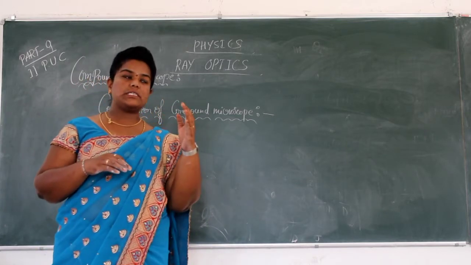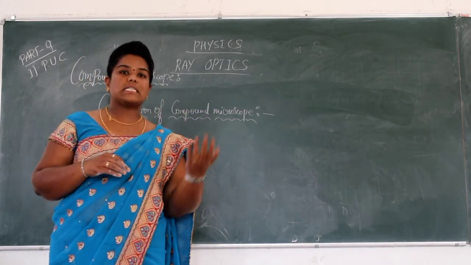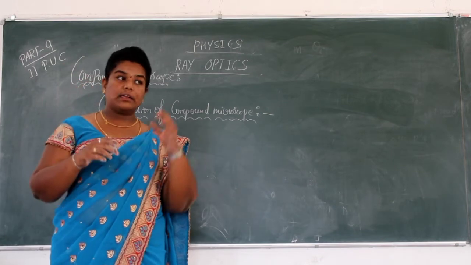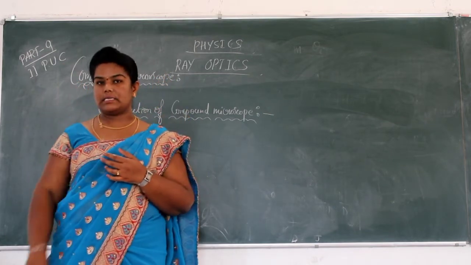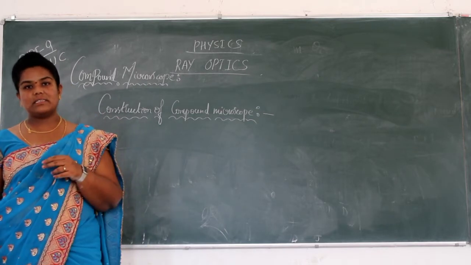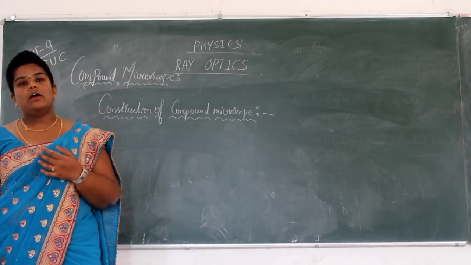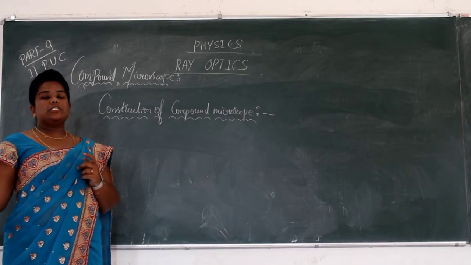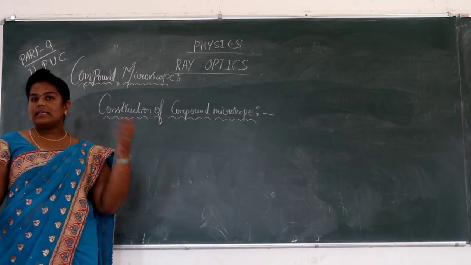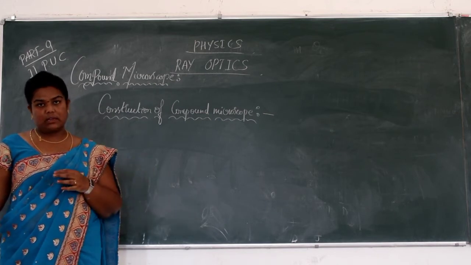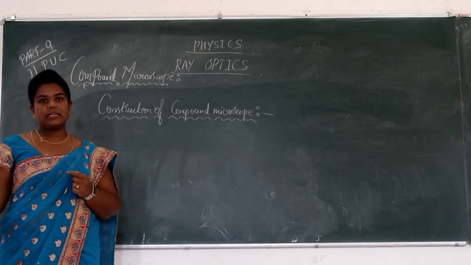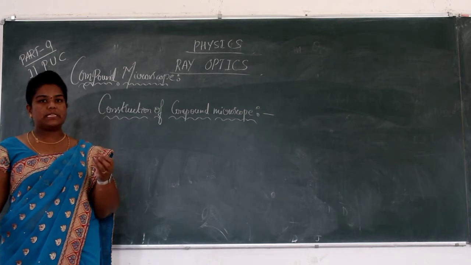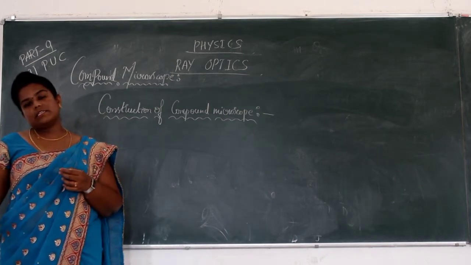The lens which is near to the object, near to the slide, is called the objective lens, and the lens which is towards the eye, towards the observer, is called the eyepiece. I am repeating again: we have two convex lenses placed at the two ends of the tube, which is adjustable or can be slid easily. These two convex lenses are of different focal lengths. The lens near the object, near the slide, is the objective lens, and the lens towards the observer is the eyepiece.